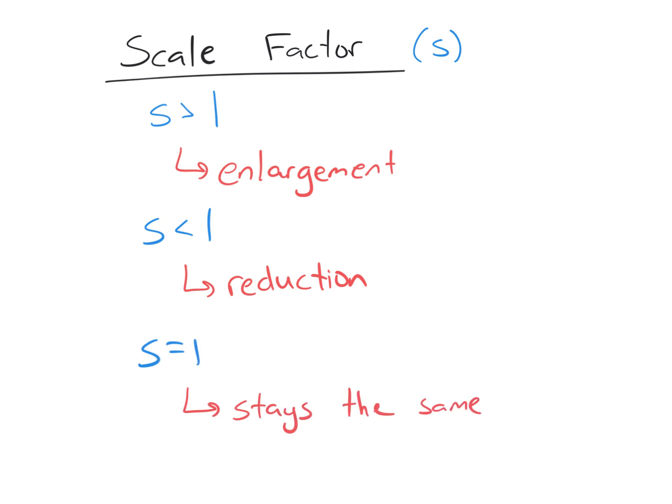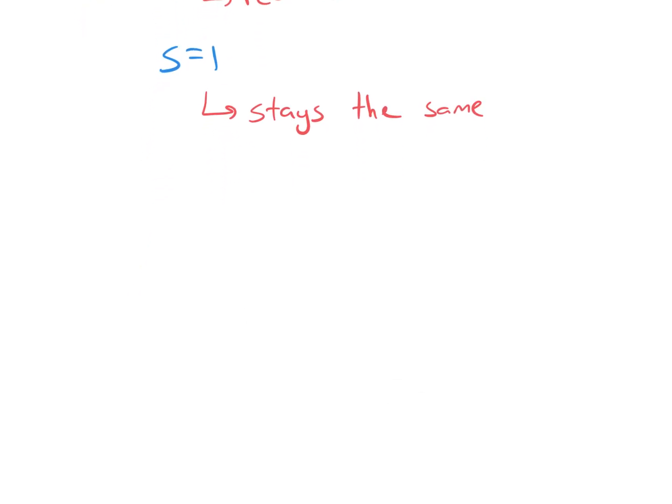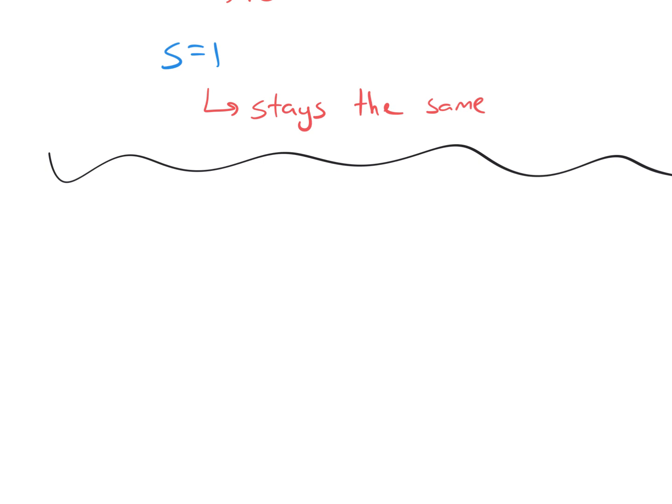So to perform dilations and to write rules of dilations, the scale factor is the most important part. Okay? Scale factor is what tells us if it's an enlargement or a reduction, and it tells us by how much it's getting bigger or getting smaller. Okay? So go ahead and flip to the front of your notes. We're going to do a lot of flipping back and forth. Okay? Now that we've talked about all the pieces, we're going to talk about performing the dilations.